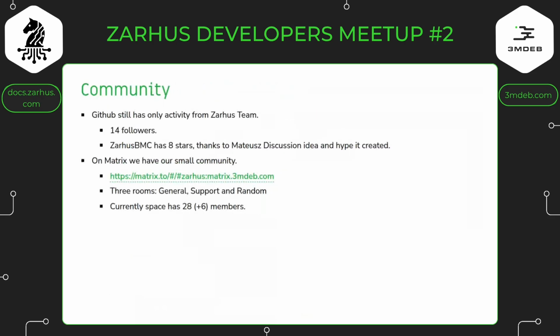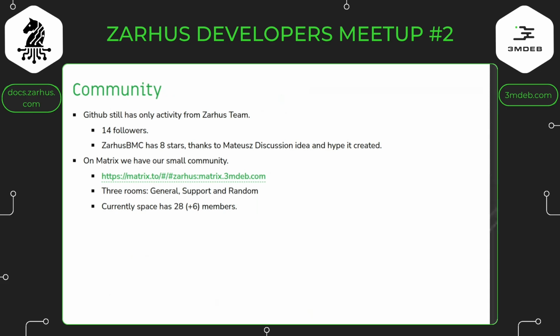I just wanted to tell you and start to track how many followers and stars we have. You can see that since last time our Matrix space gained 6 members, and Zarhus BMC got 8 stars, which is probably thanks to Mateusz's discussion idea and the hype created around the discussion in this repository. And the whole GitHub of the Zarhus Team has 14 followers, and we're looking to grow those numbers.